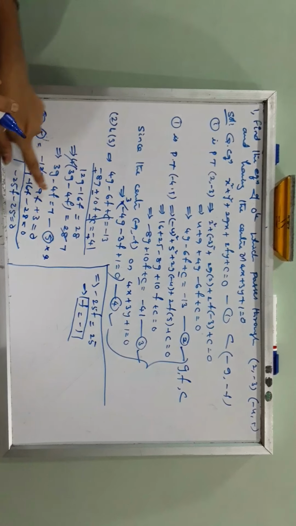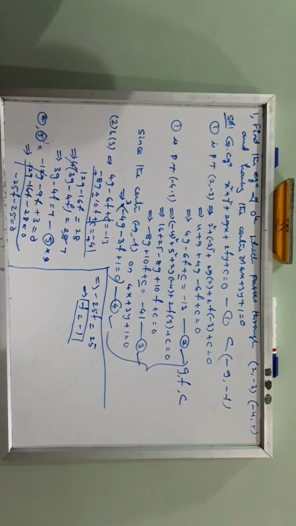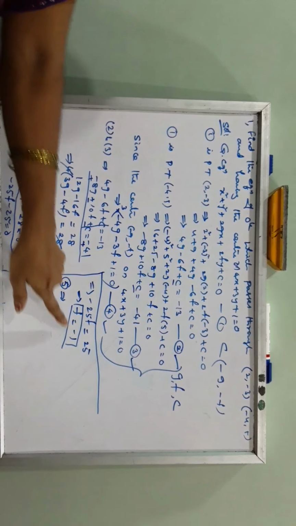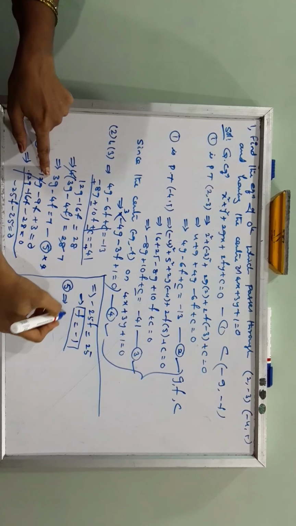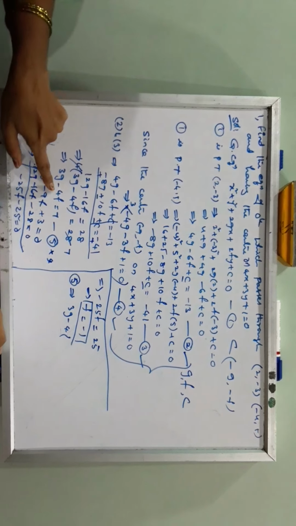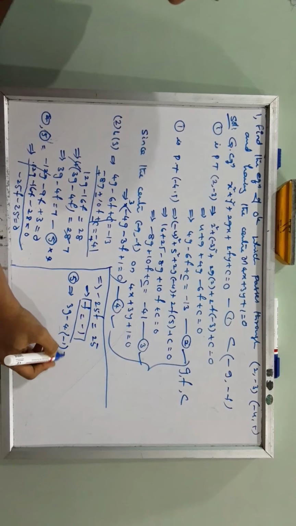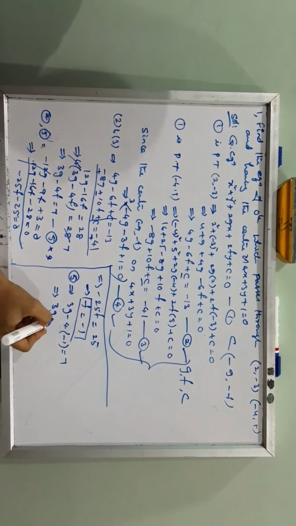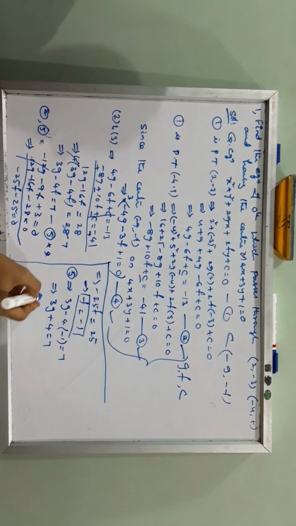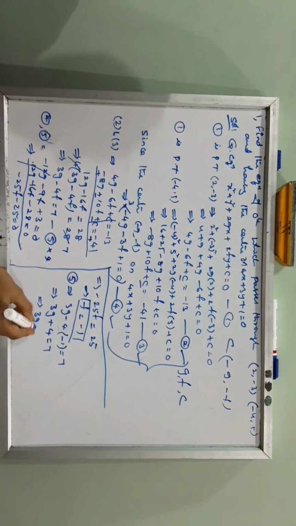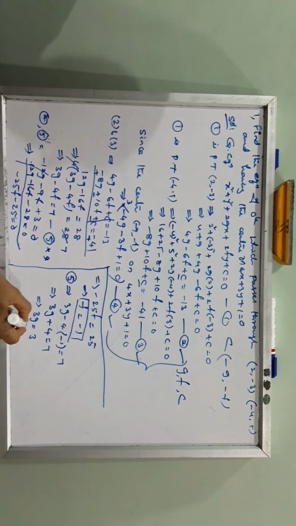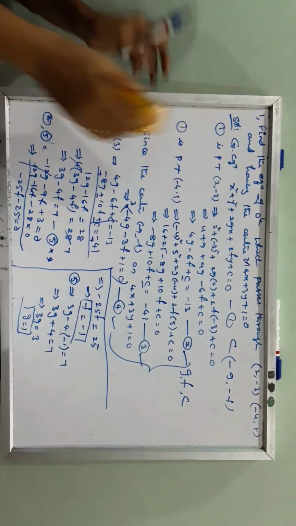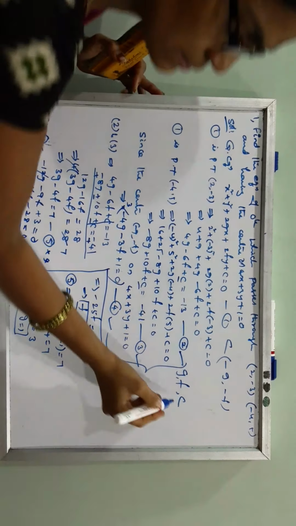Now we substitute f in equation 5 to get the g value. From equation 5: 3g - 4(-1) = 7, which implies 3g + 4 = 7, so 3g = 7 - 4 = 3, then g = 1. So next we have to find c.